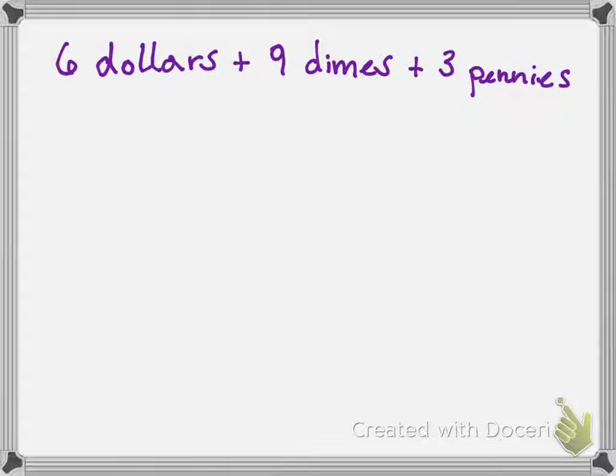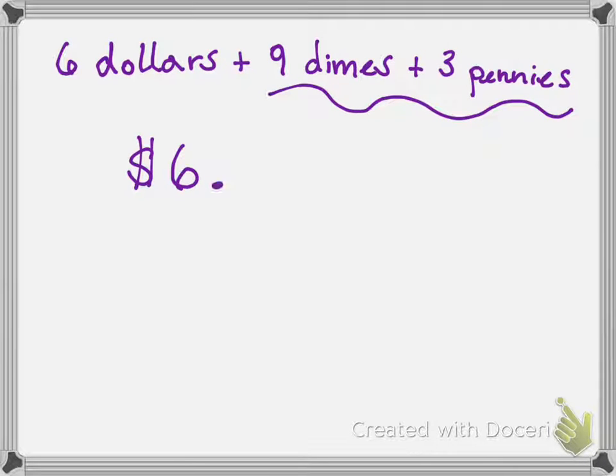All right, how are we going to write the amount for this? $6 plus 9 dimes plus 3 pennies. So we need our dollar sign, and it's $6. And then once we have to deal with the change, we want to make sure we put that decimal point. So we have 9 dimes, which means 90, 3 pennies, 3. $6.93.